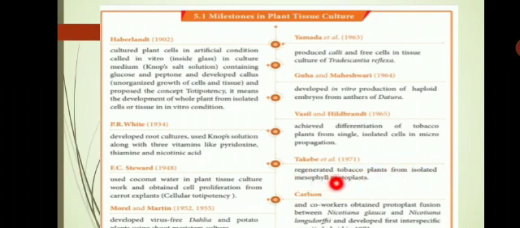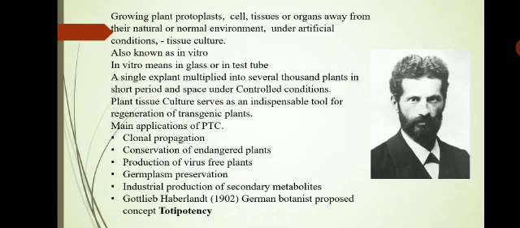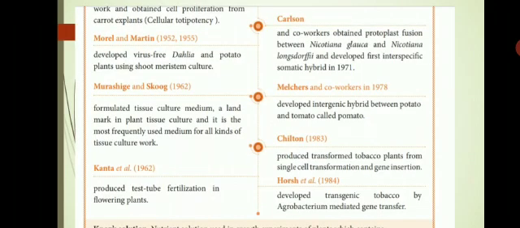Next scientist was Carlson and co-workers, who obtained protoplast fusion between Nicotiana glauca and Nicotiana langsdorffii and developed the first interspecific somatic hybrid.